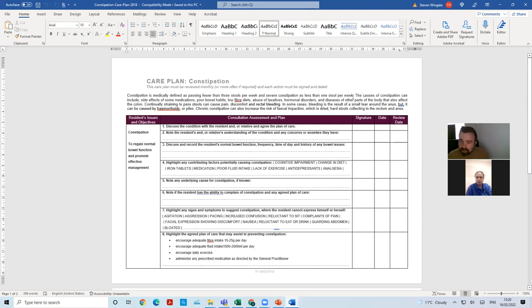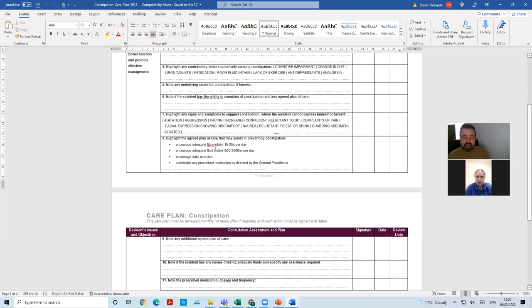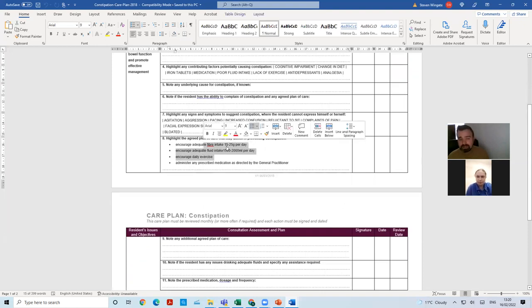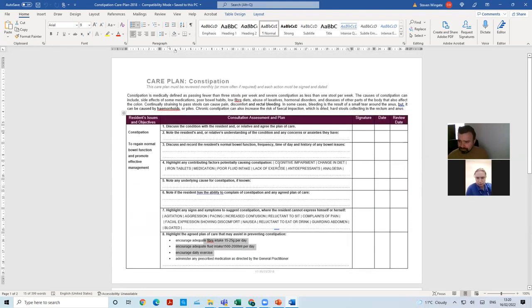Constipation care plan. So again, we talked about this. If you've got somebody who becomes constipated, they should have a constipation care plan. In there, we talk about what constipation is. Again, discuss what we're hoping to achieve with the care plan. You've got what we're going to do in the care plan: improve fibre, encourage fluid, more exercise. These are pre-filled for you. You don't really have to do a lot more there, but you just run through that with the patient.